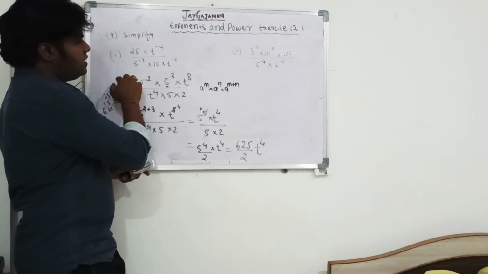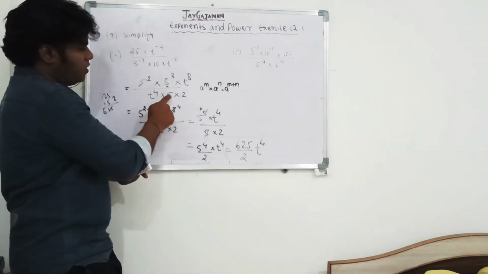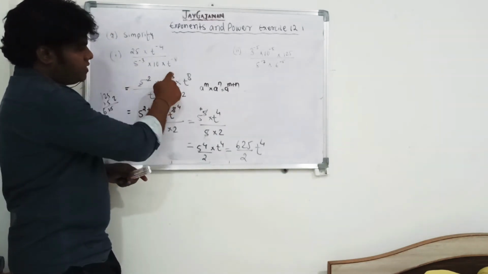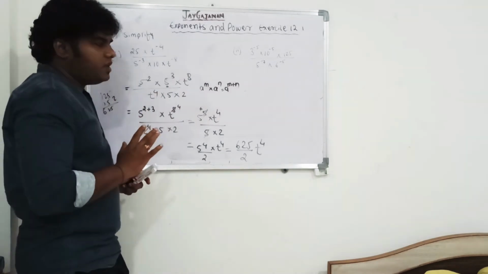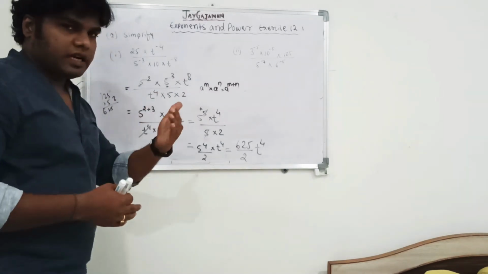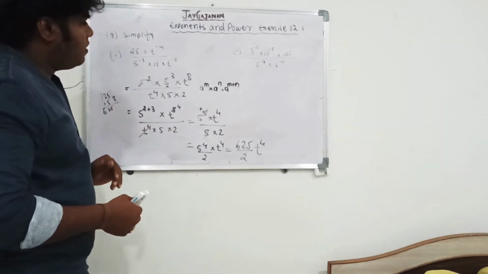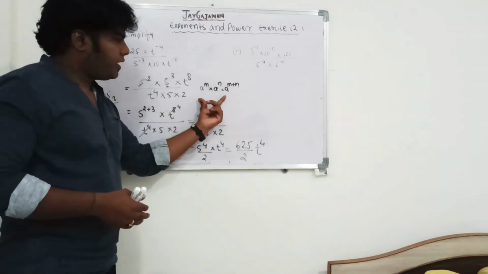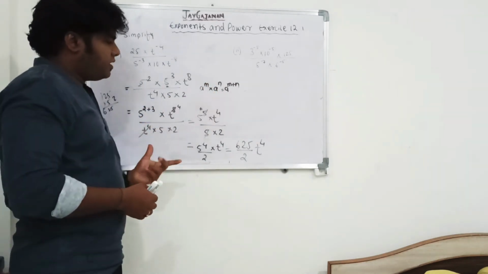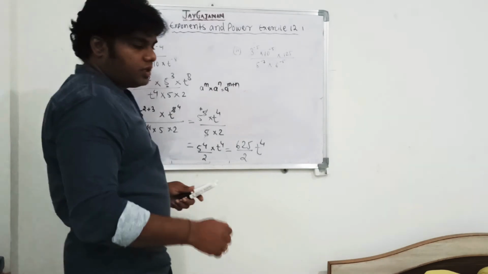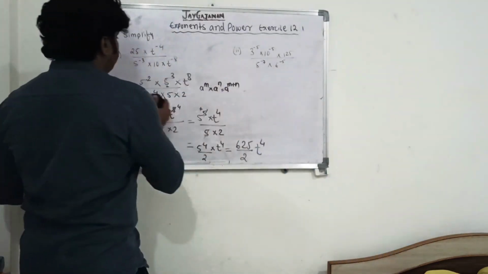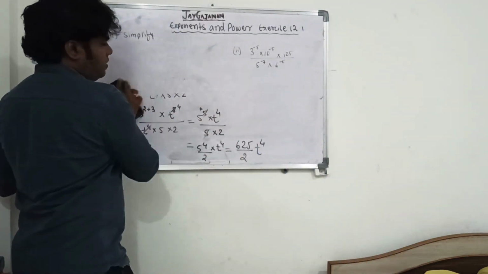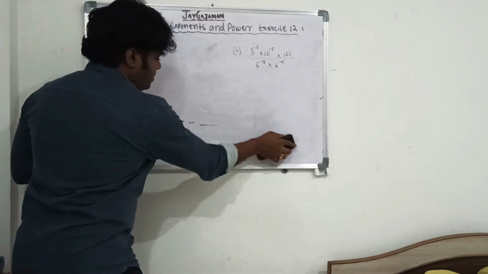Otherwise, you can just cancel this here, 5 power 2. So this can cancel directly. This also can cancel and you can solve it very easily. But to understand the steps, the properties, the identities, I have made it. Now I'll drop this. You can note it down. I'll go for this problem.